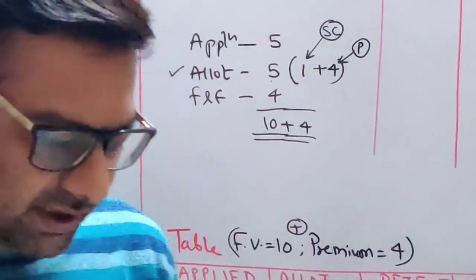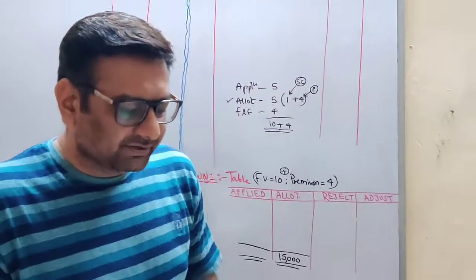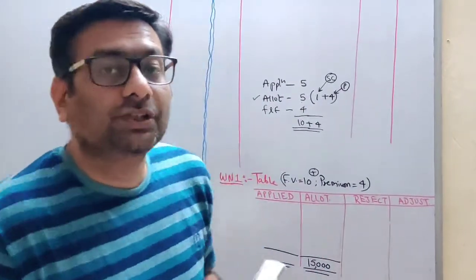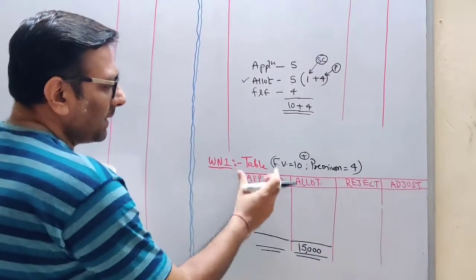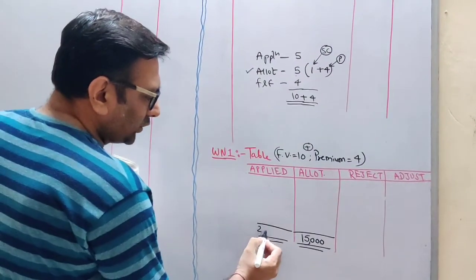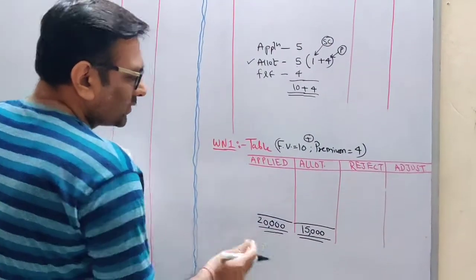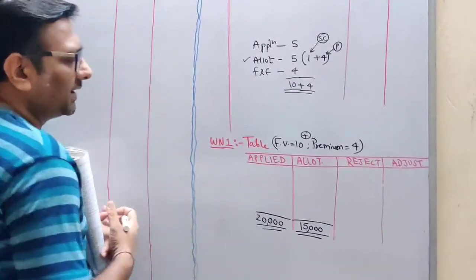Okay. What other details are given? The company received applications for 20,000 shares. So the total applications received you will write in the applied column as a total. So total applications received is 20,000.